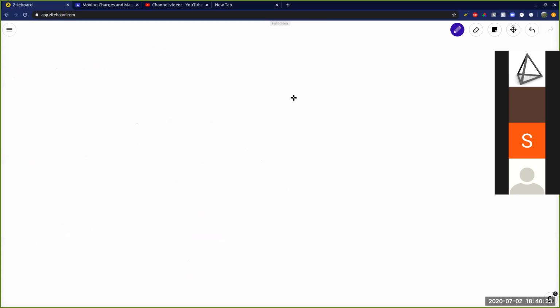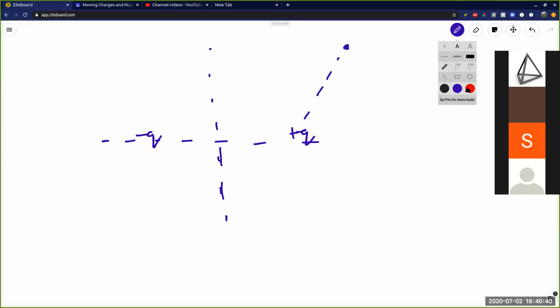A dipole was something like this: there was a positive charge and a negative charge, and they were lying at a fixed distance. And then we did some derivations, right? What is the strength of the electric field at a point? We have done this in the first chapter. So similarly, in this chapter, we'll study what is a magnetic dipole.